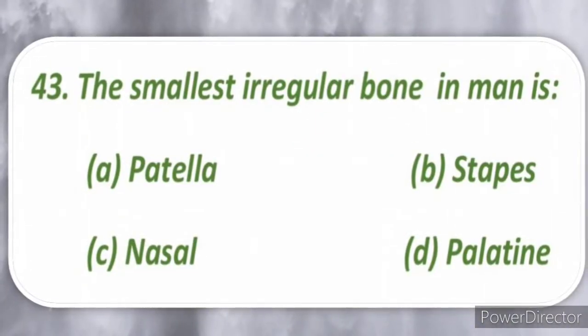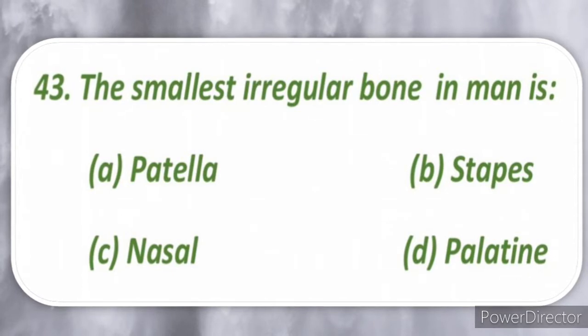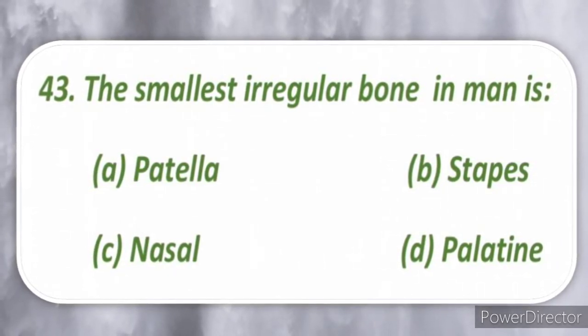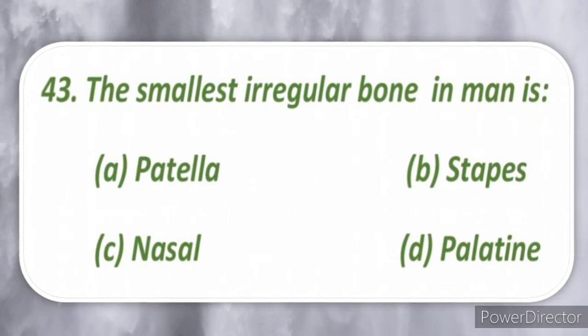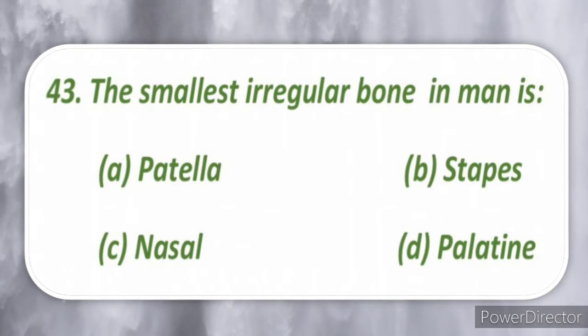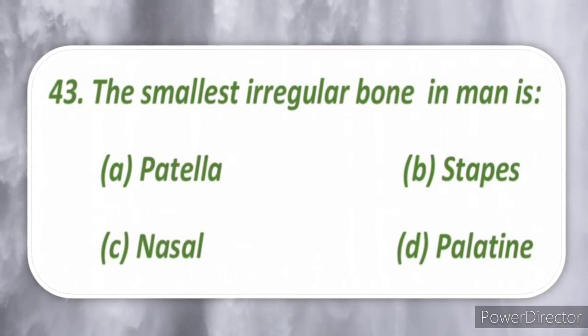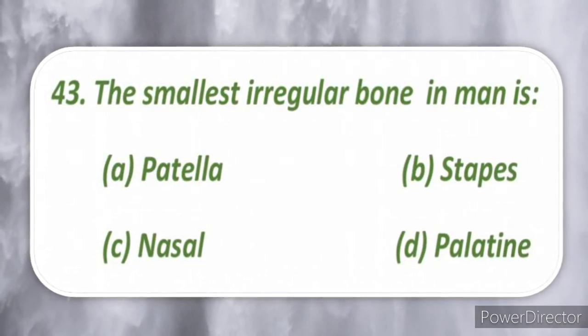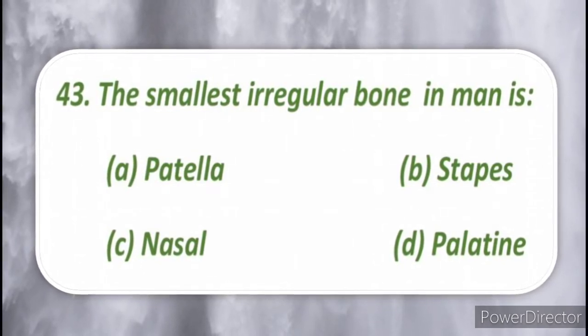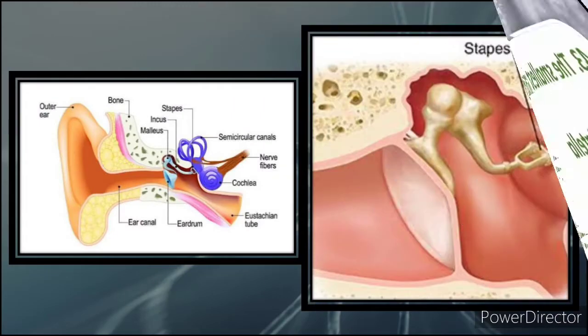Question number 43. The smallest irregular bone in man is. First option, patella, is a knee bone. Second option, stapes, is present in the ear. Third option, nasal, is present in the nose. Fourth, palatine, is present in the oral cavity. Among those, option B, stapes, is the right answer. Why? Because it is the smallest bone in the ear.